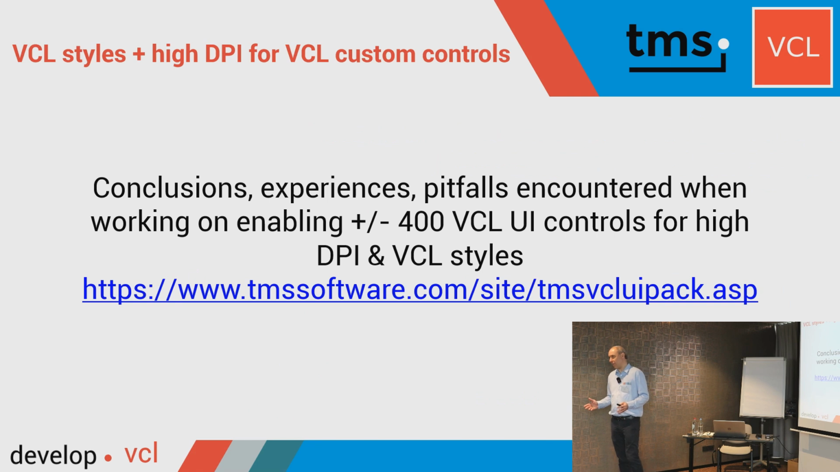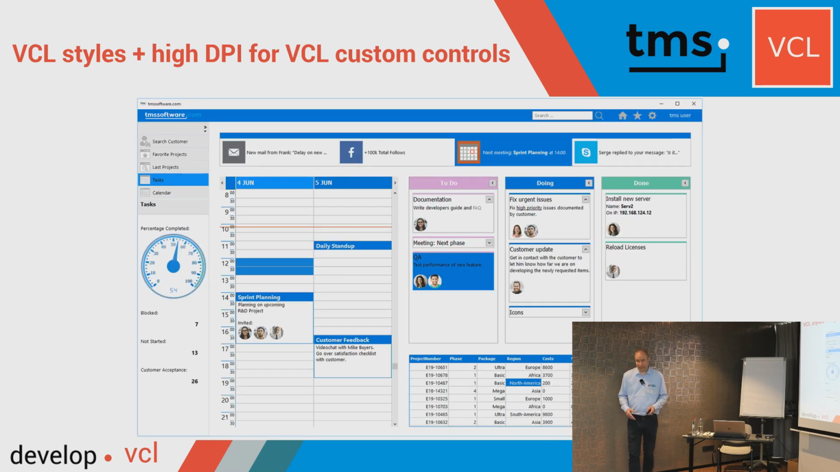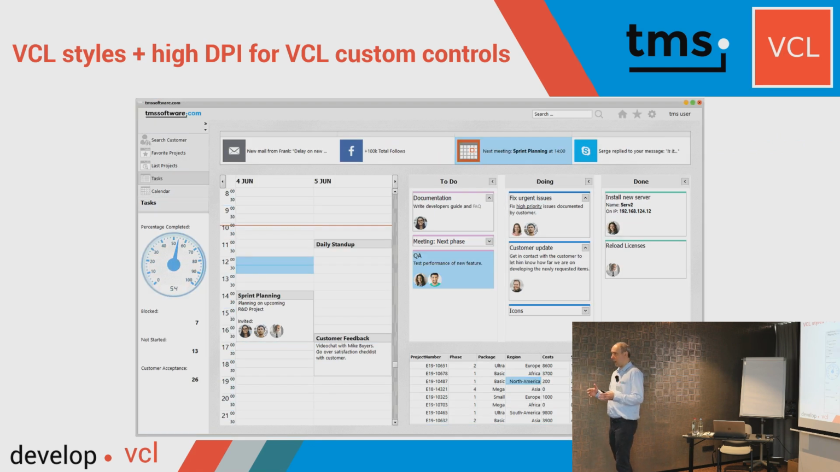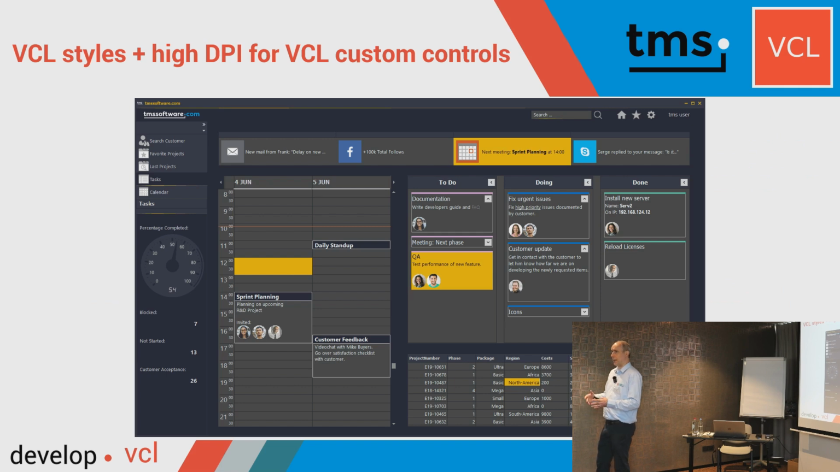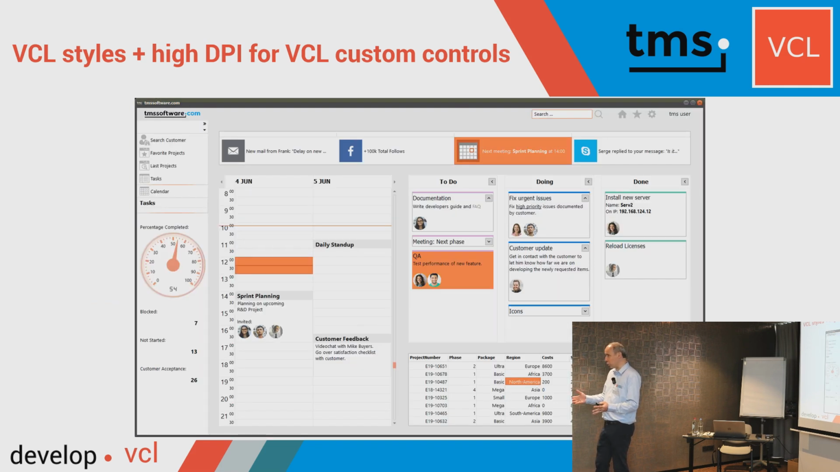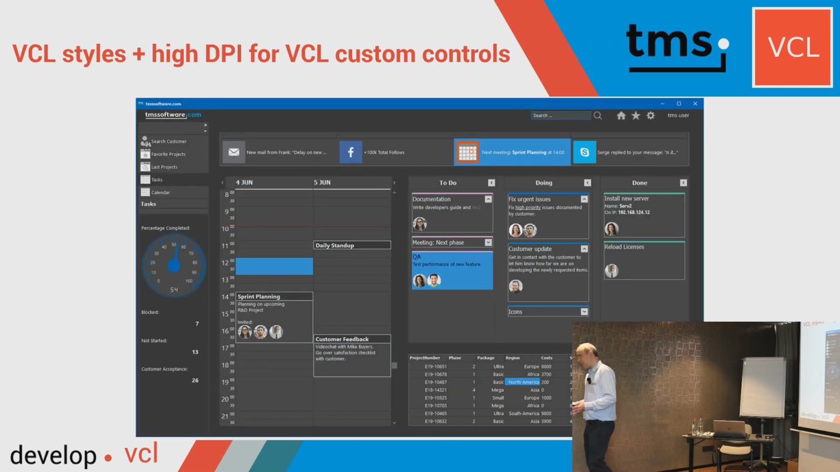It involved over 400 visual controls in the VCL UI pack to make these controls ready for high DPI and VCL styles. And in this presentation, we'd like to explain how we did that process, so that you can learn from it.